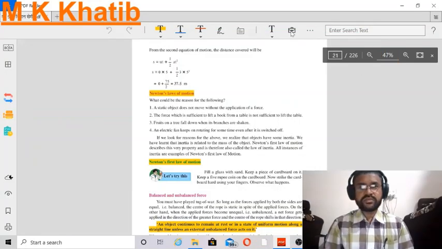Hello students, today we are going to study Newton's laws of motion. Now I am going to give some examples to you. You have to find out the reason behind it. The first example is that a static object does not move without the application of force.